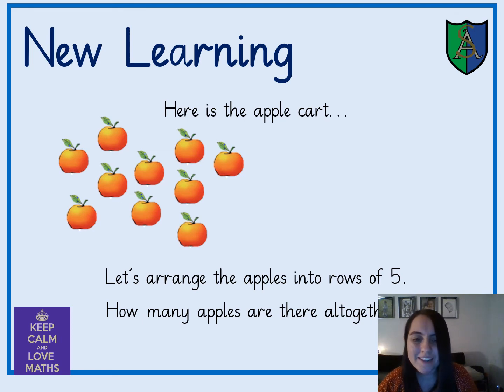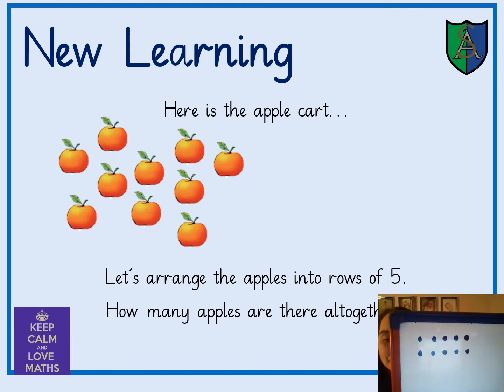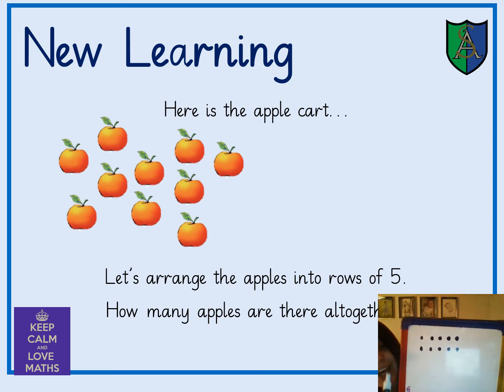Now the next job is to arrange the apples into rows that have 5 apples on each. Okay, well we know that rows go across, don't we? So we need to find out how many rows of apples there will actually be on our stall. If we've got 5 apples on each row, if we were to draw it, it would look like this, okay? Because you can see there are 1, 2, 3, 4, 5, and 1, 2, 3, 4, 5, okay? There are 5 apples on each row.